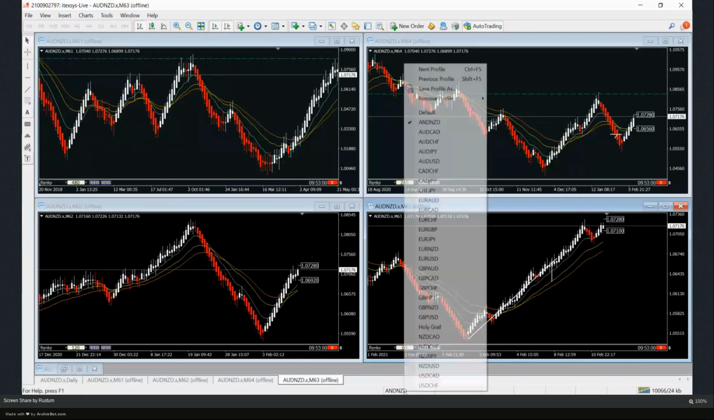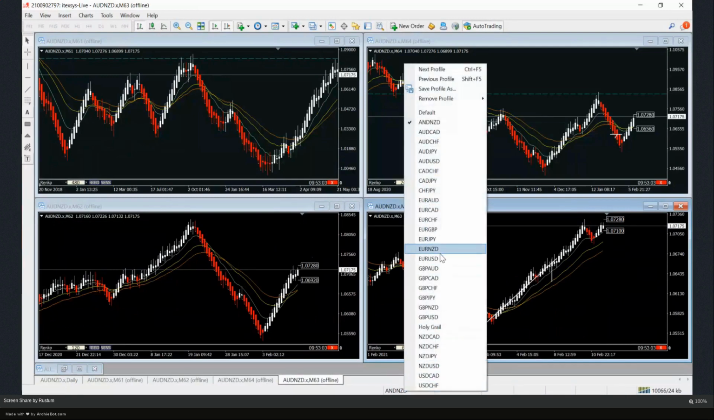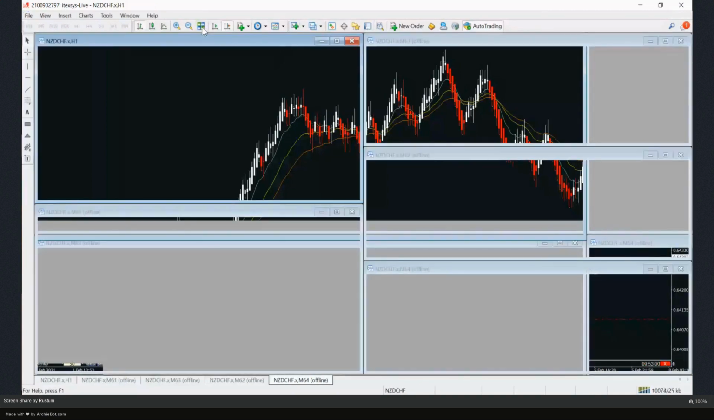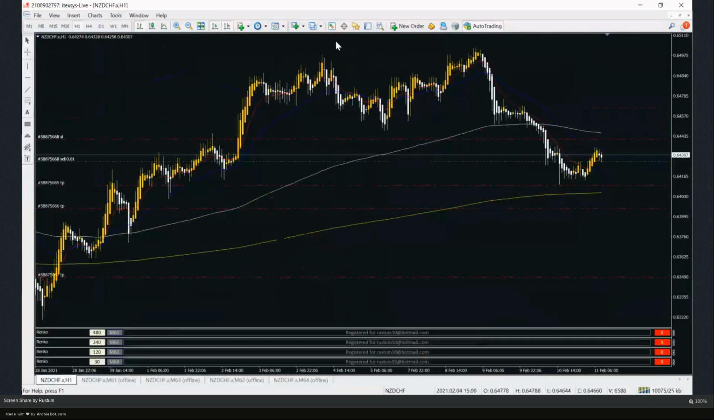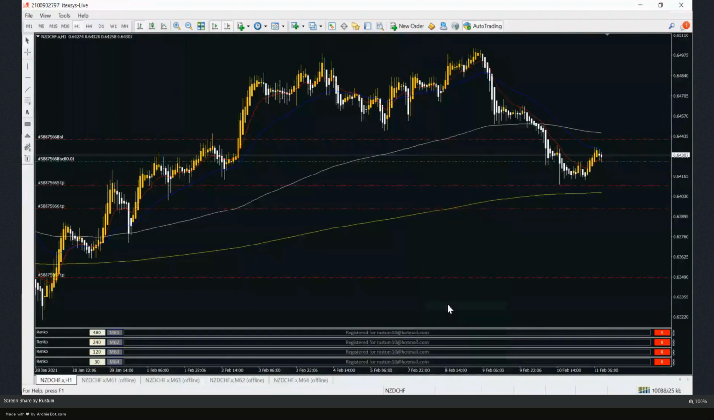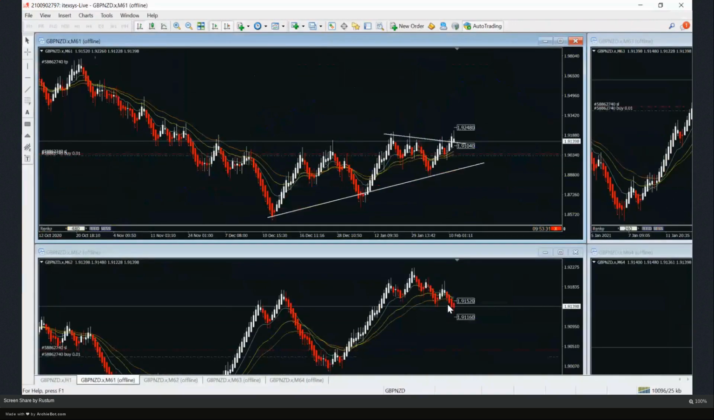The next pair, whatever. Let's just choose anyone at random here. Swiss franc, New Zealand. We've got four things going on here. Let's choose one that we don't have a setup on, just makes it clearer. Pound New Zealand. One that we don't have a setup on.